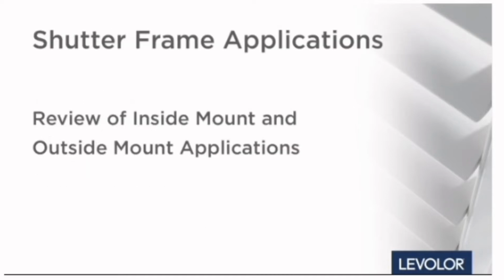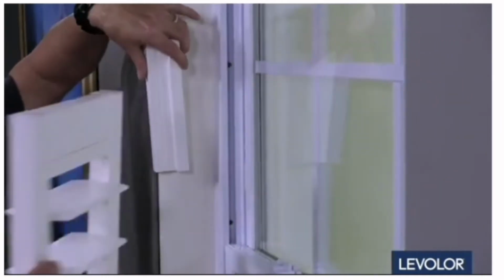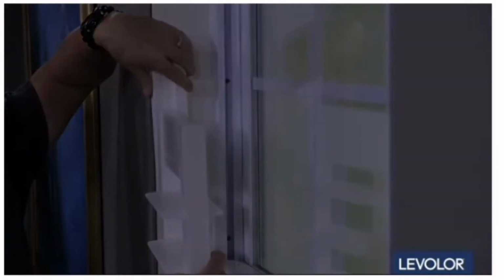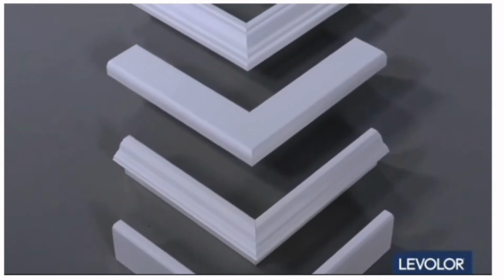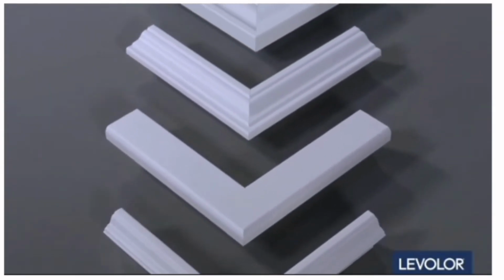Let's briefly review the difference between an inside and outside mount shutter. An inside mount places the shutter frame and panels into the window opening. Frame options can vary from traditional to contemporary. Some add a decorative edge around the window.